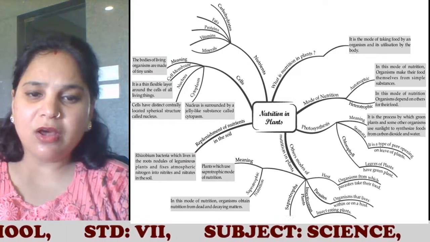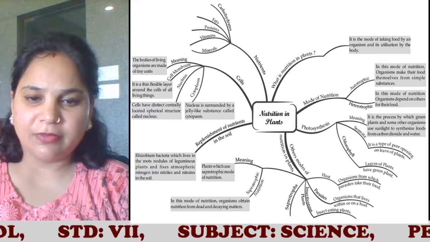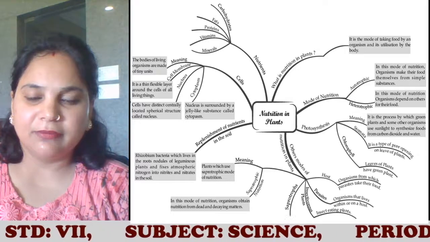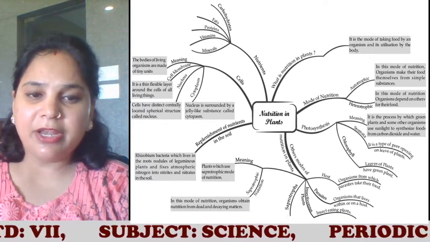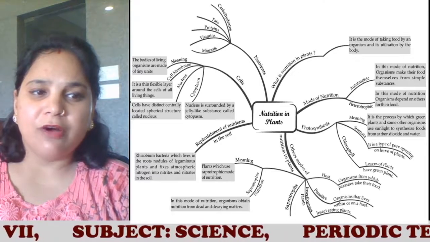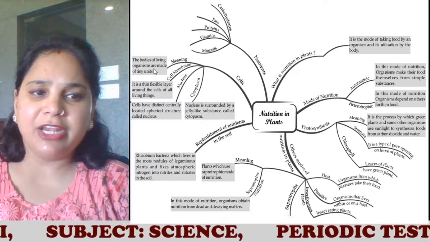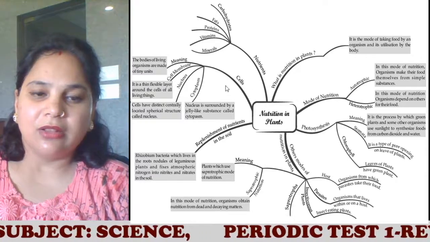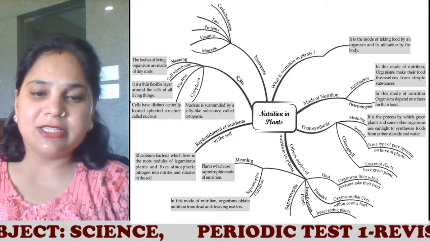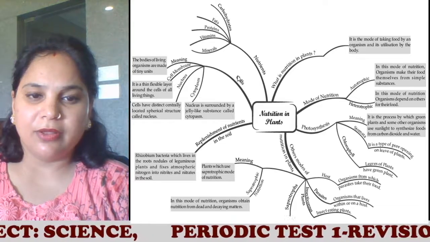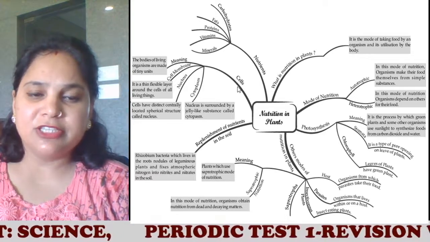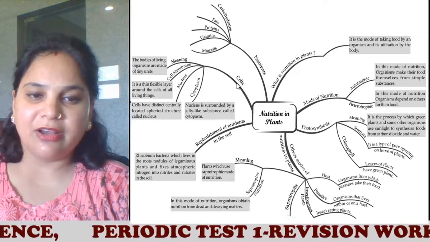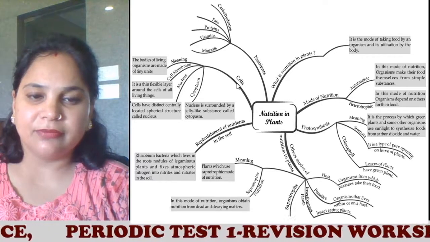Now, when we talk about nutrition in plants, we all know that plants and animals are living beings. The bodies of living organisms are made up of very tiny units which are called cells. Now these cells are present in plants and animals both. There are a few differences between the plant cell and the animal cell which we shall discuss in our higher classes.